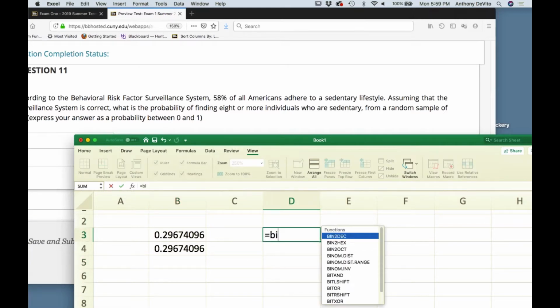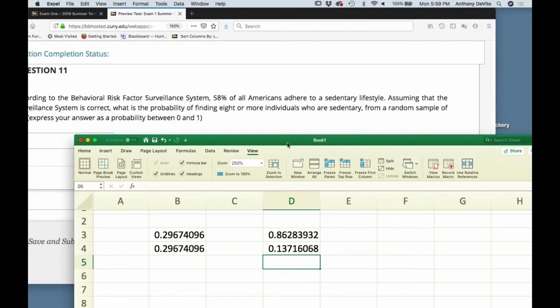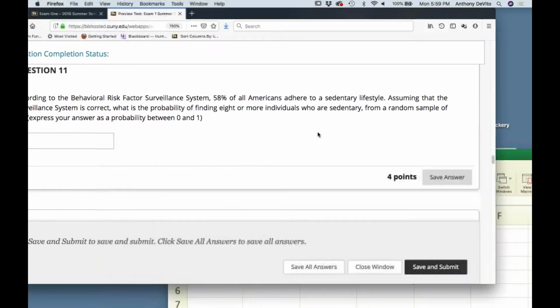Equals binom dist, parentheses, and number of successes is 7. You see why I'm using 7, because 8 or more is what I want, so 7 or less is what I'm going to subtract from 1. Trials is 10, comma, 0.58, comma, true this time, right? Because we want to get 7, 6, 5, all those probabilities. And then we just take 1 and subtract that value from it. The probability of 8 or more is about 14%.